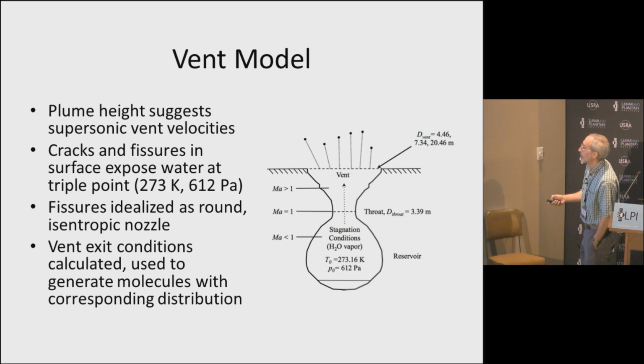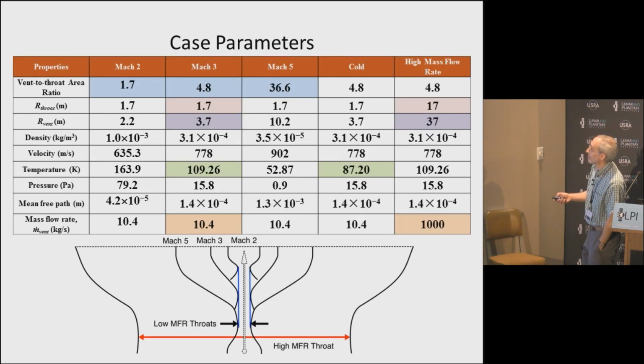Wow, am I slow? I'm going to talk much faster now. So we have examined several different Mach number conditions determined by vent to throat area ratios. We've also looked at a high mass flow rate case, which just is much bigger. And so these are all at mass flows of about 10 kilograms per second, and that's at about 1,000 kilograms per second.